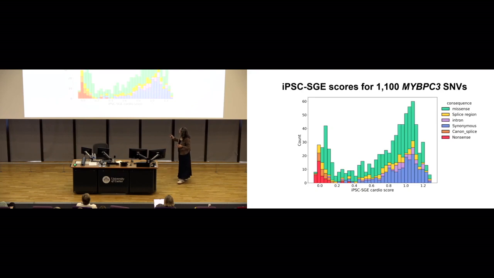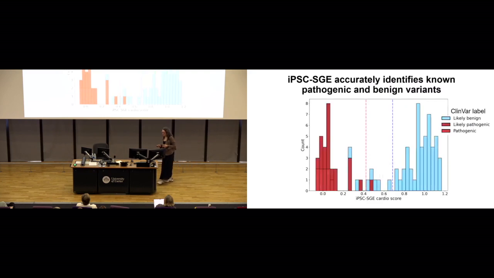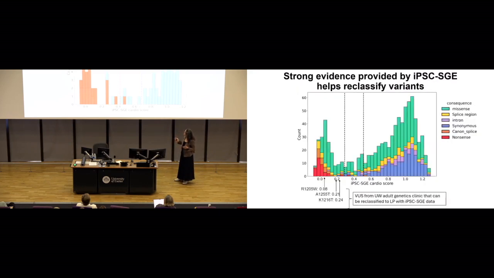We were able to separate synonymous variants from nonsense and canonical splice variants. And then again, you can see these loss of function missense variants, which are the ones we were looking for. This assay accurately identifies pathogenic and benign variants. This is actually strong evidence. It's got enough variants on both sides.